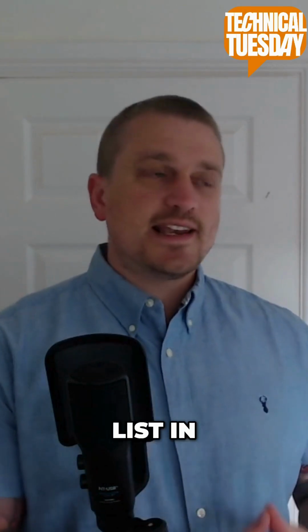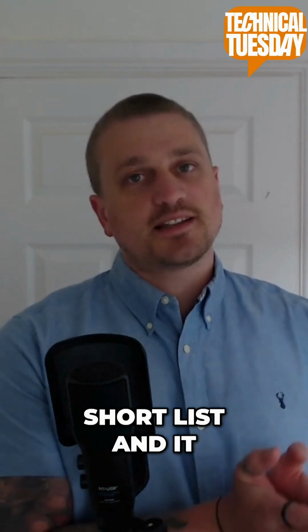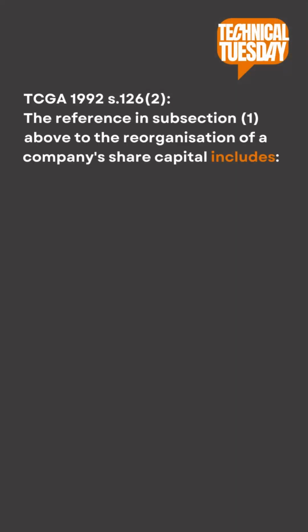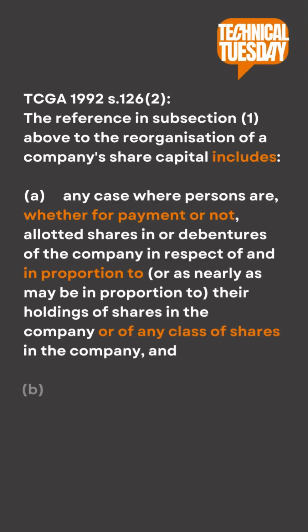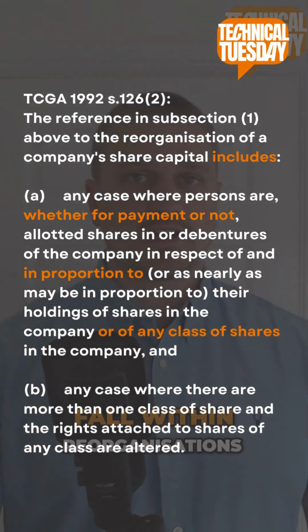We've also got a list in section 126. It's a fairly short list and it says that it can include, so the word include means it's not an exhaustive list, but effectively it tells us that things like a rights issue is likely to be a reorganisation, a bonus issue, which means an issue of shares without payment, whereas a rights issue is with payment. Both of those are likely to fall within reorganisations.